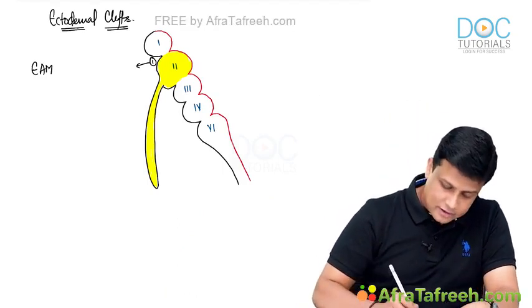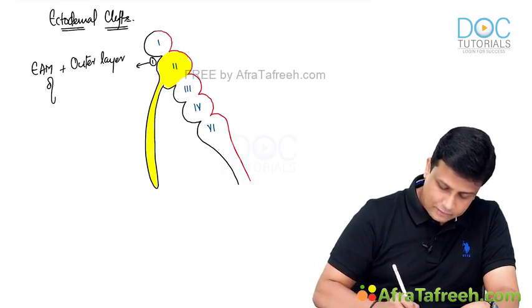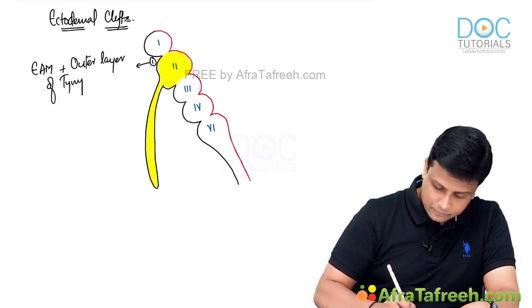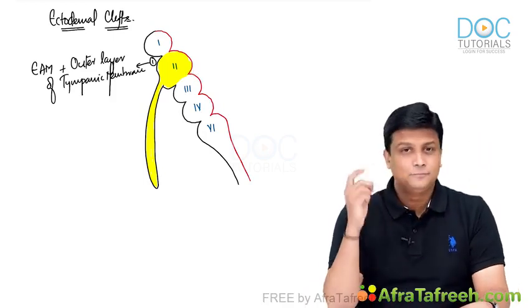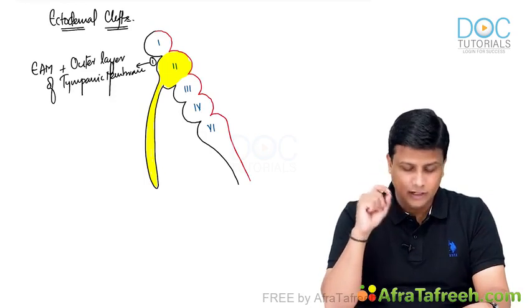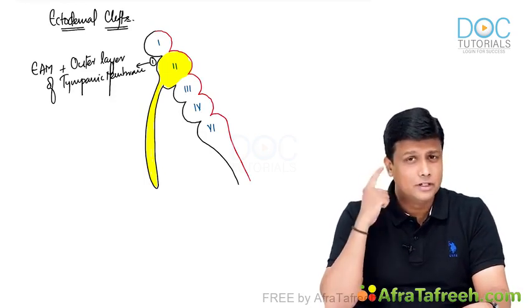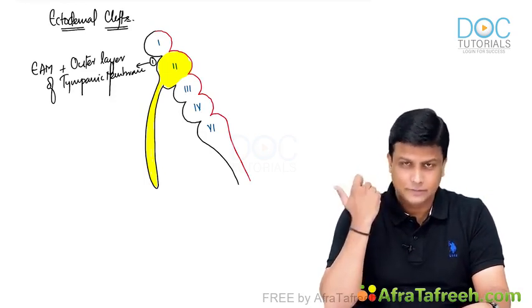And not only the external acoustic meatus, remember along with that it is also going to form the outer layer of tympanic membrane. So it's easy right now. The external acoustic meatus along with the outer layer of tympanic membrane is derived from the first ectodermal cleft.